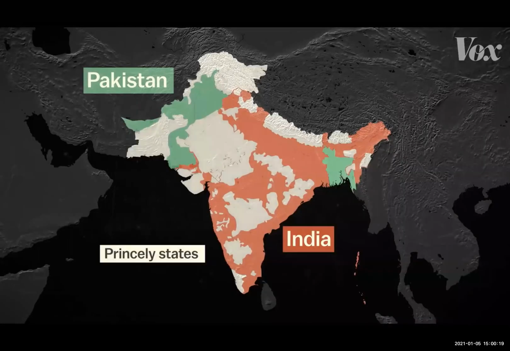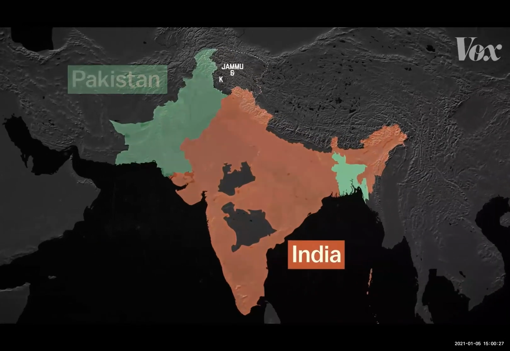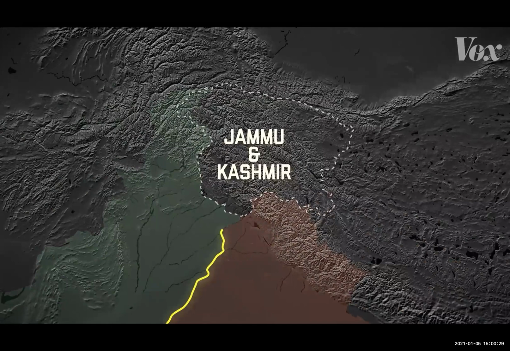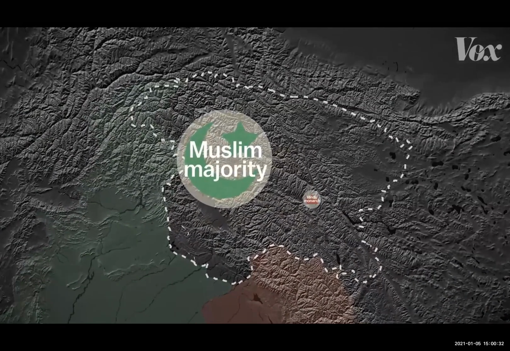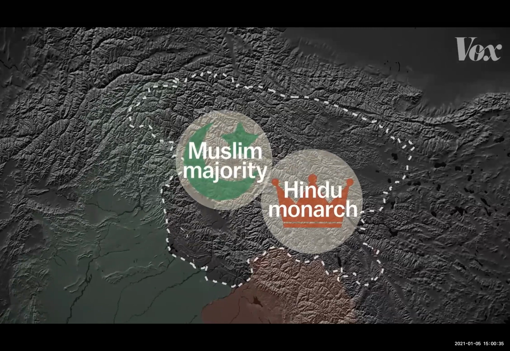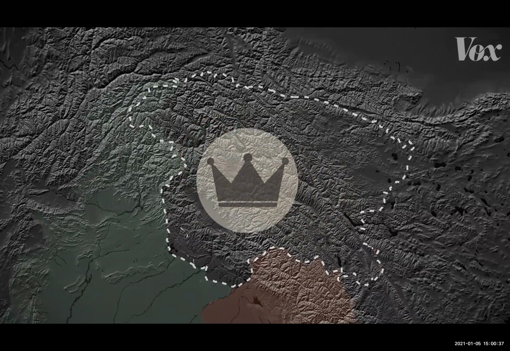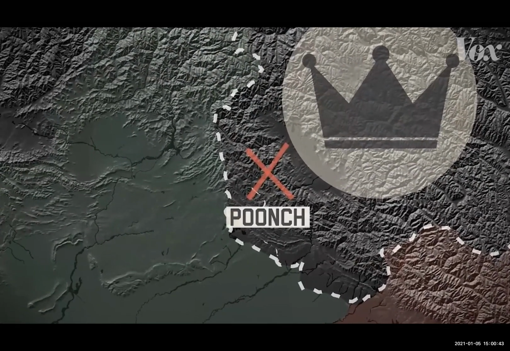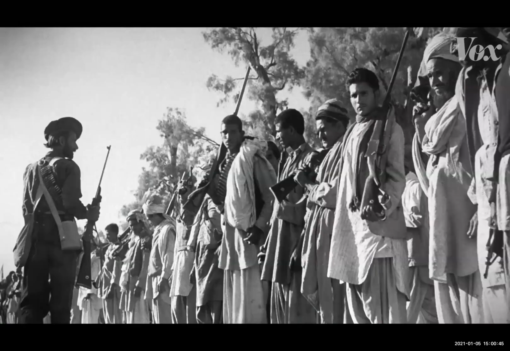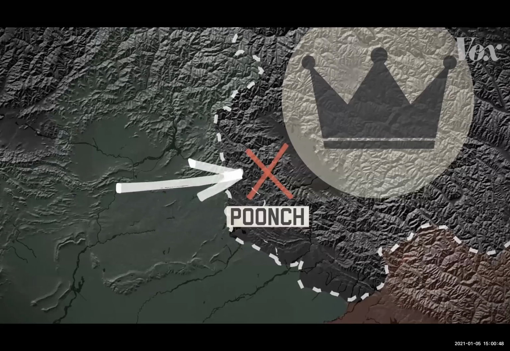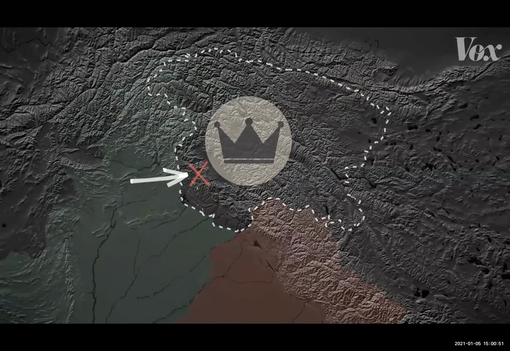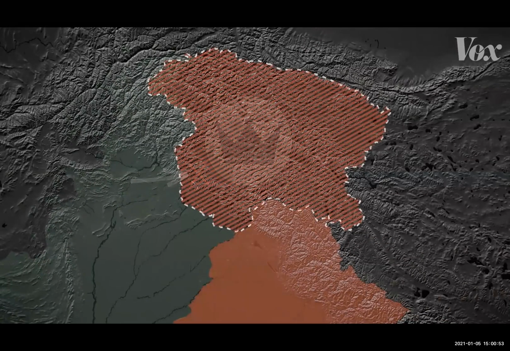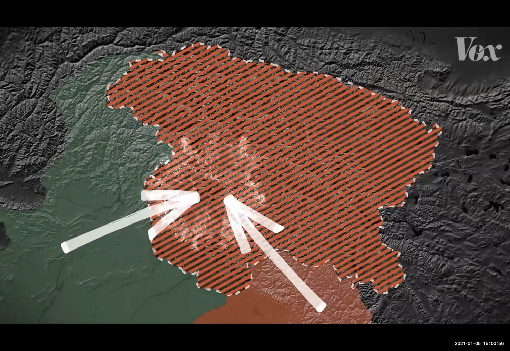Amid the chaos, some princely states were given the choice to join either country. In most cases, the ruling monarchs followed the will of their people. But this state, called Jammu and Kashmir, was different. It was right along this new border and had a Muslim-majority population, but was ruled by a Hindu monarch. When asked to pick a side, the ruler chose to stay neutral. Fearing that the monarch would join India, the Kashmiri population rebelled here in 1947. Armed tribesmen from Pakistan soon joined the fight. The monarch turned to India for military help and in exchange agreed to join them, which sparked the First Indo-Pakistan War in Kashmir.